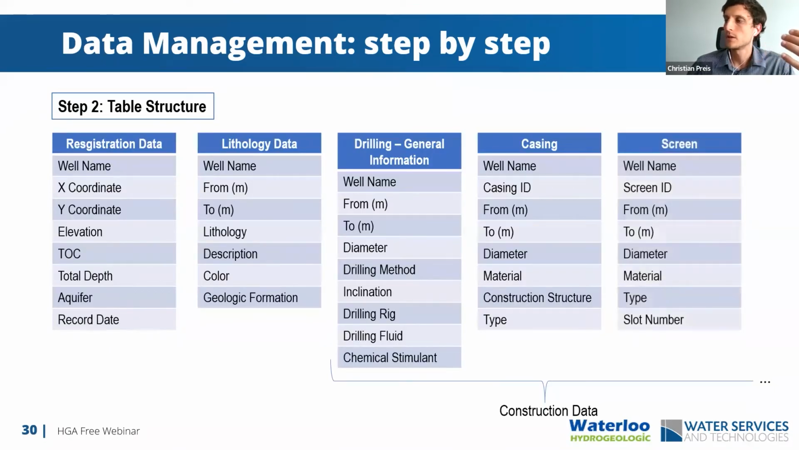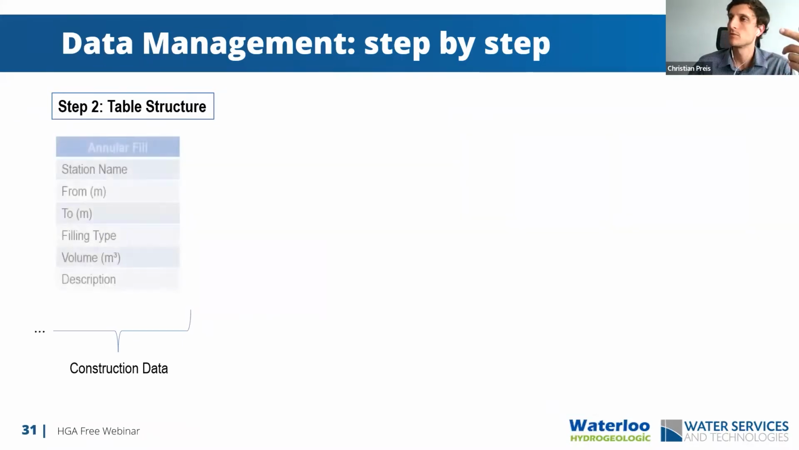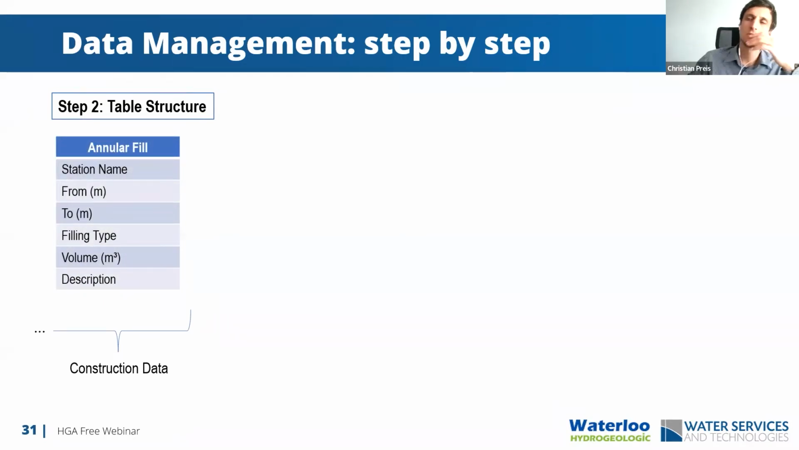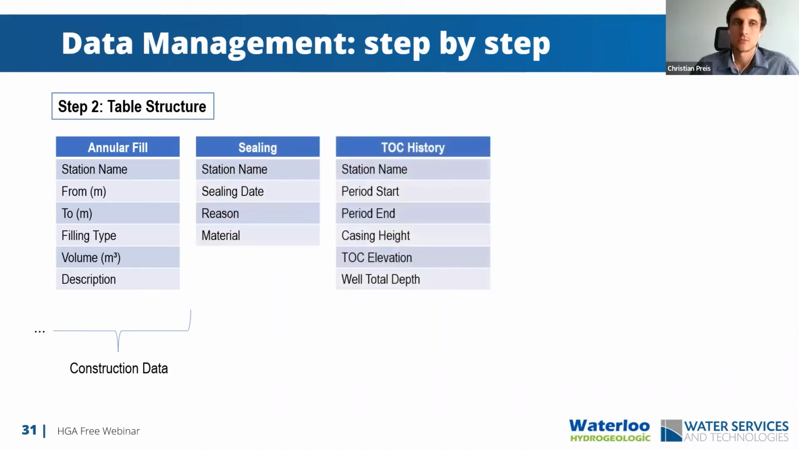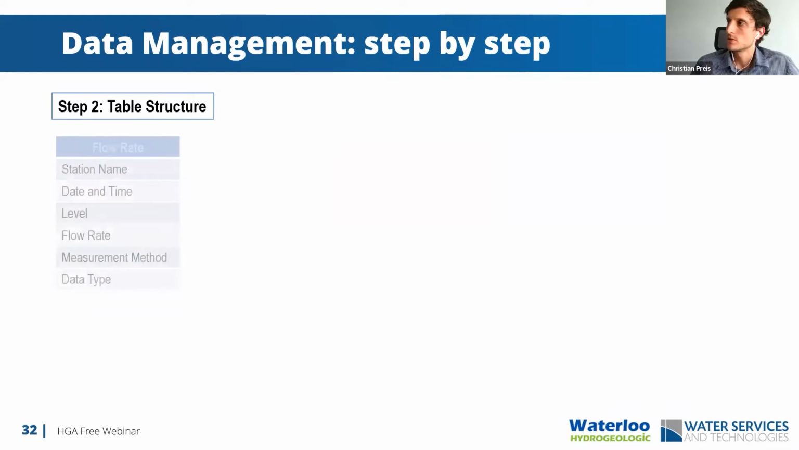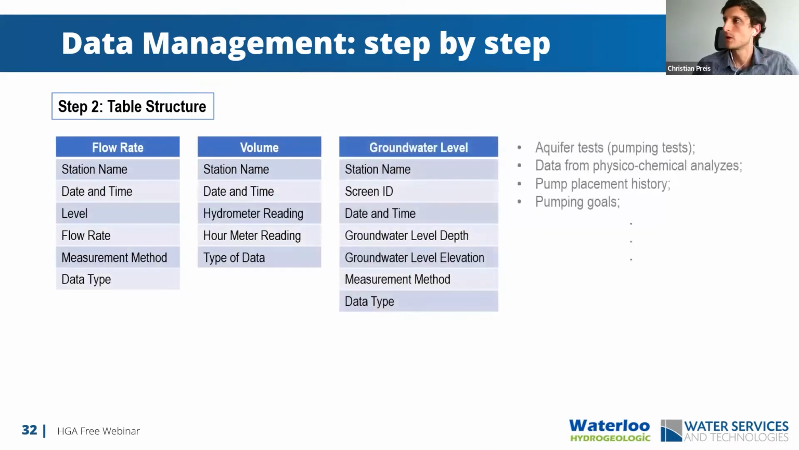So for example, for construction data, for drilling data, I have the drilling information, casing information for my wells. I have screen information, annular fill. And I could have a lot of other examples of tables. I have sealing information, TOC history. So if I work in a pit, for example, sometimes I can have a history of elevation for the TOC of the well that I'm working with. So elevation history, flow rate, volume, groundwater level, and so on. I could have a lot of different tables with different data, and then I have to set all the columns that I want for each table.